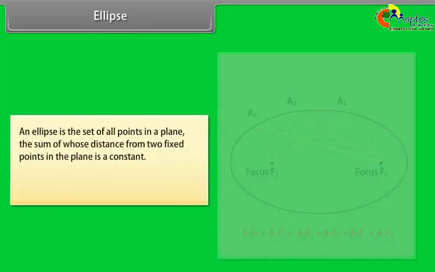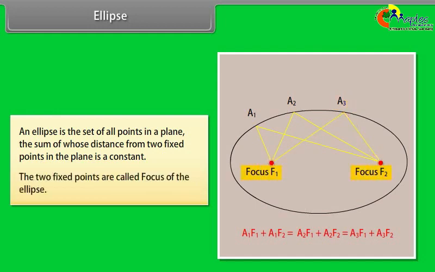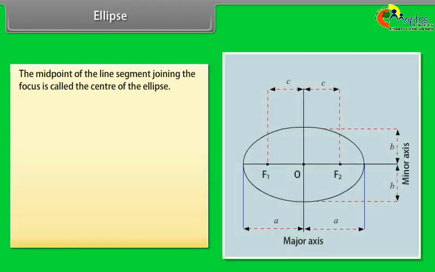Ellipse. An ellipse is the set of all points in a plane, the sum of whose distances from two fixed points in the plane is a constant. The two fixed points are called the foci of the ellipse. The midpoint of the line segment joining the foci is called the center of the ellipse.